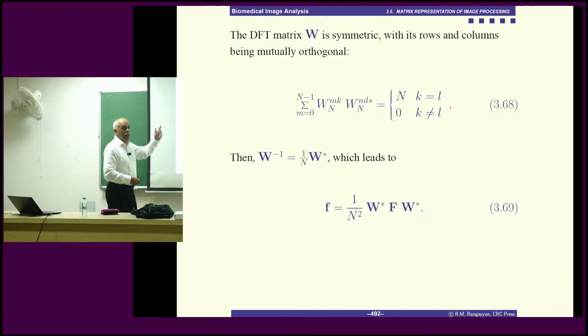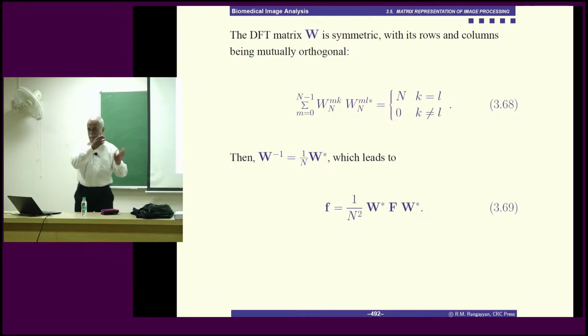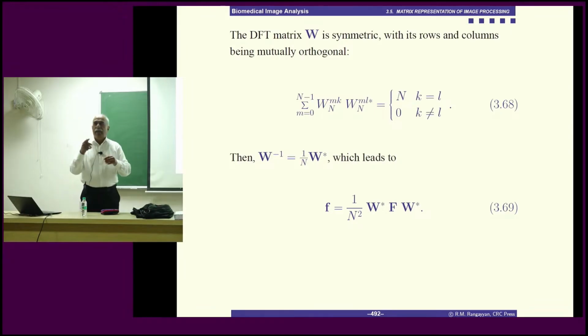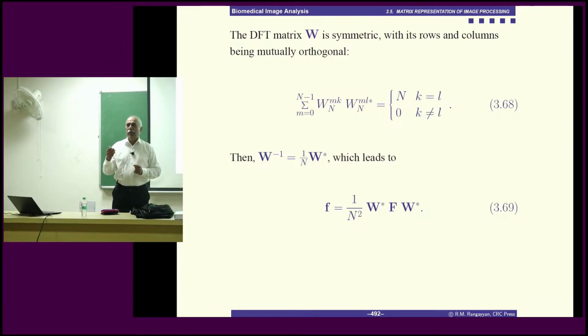So the forward and inverse transforms are written using the same matrix W but conjugated, and they look similar, WFW. There is this factor 1 over n squared. In most books you will see 1 over n for the forward, 1 over n for the inverse, just for symmetry. But in most 1D cases, you put the 1 over n only on the inverse transform. But here we have 1 over n squared.